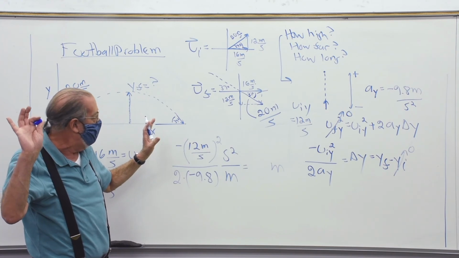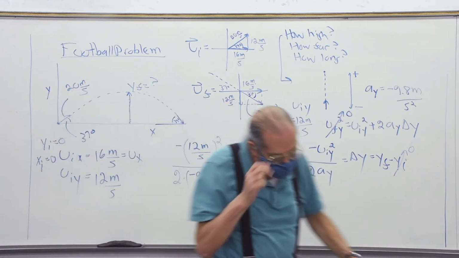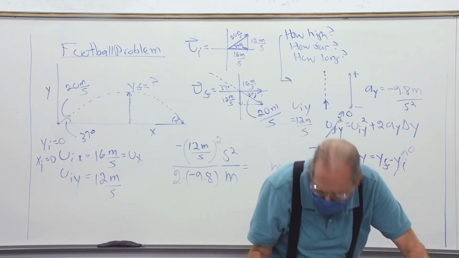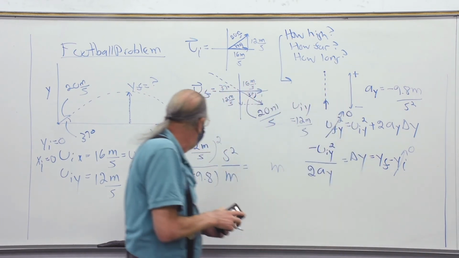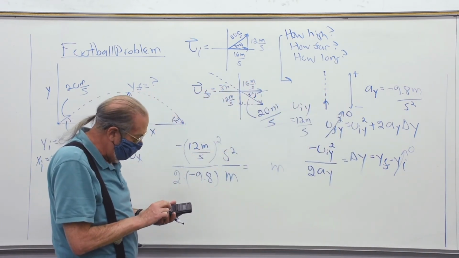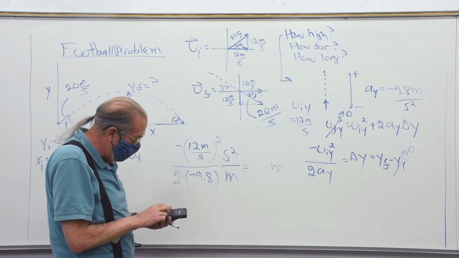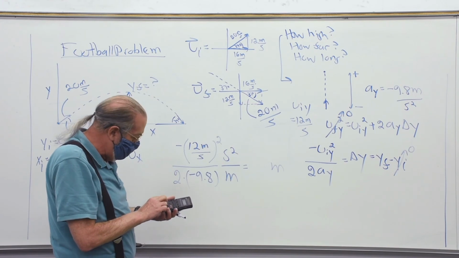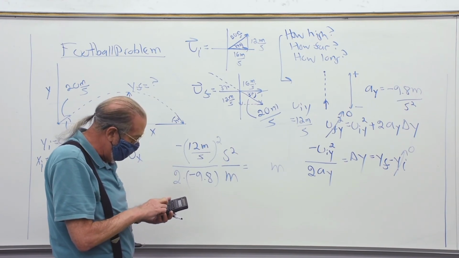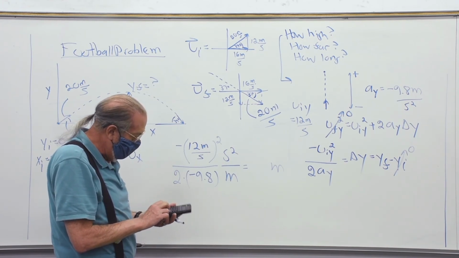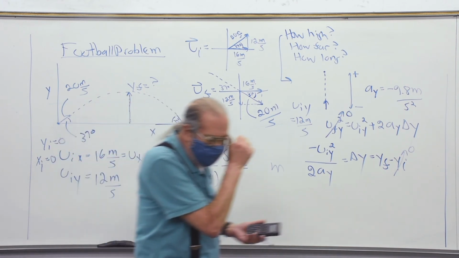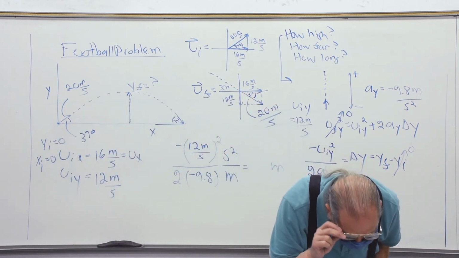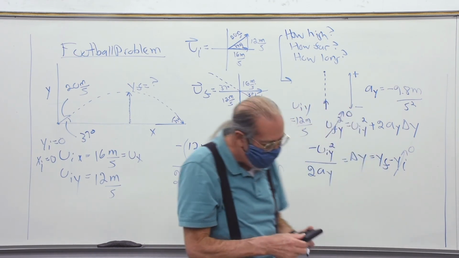That's good. And you can grab your calculators and calculate this, okay? Let's do it. So it's 12 squared divided by parentheses 2 times 9.8 close parentheses, is 7.35 meters.